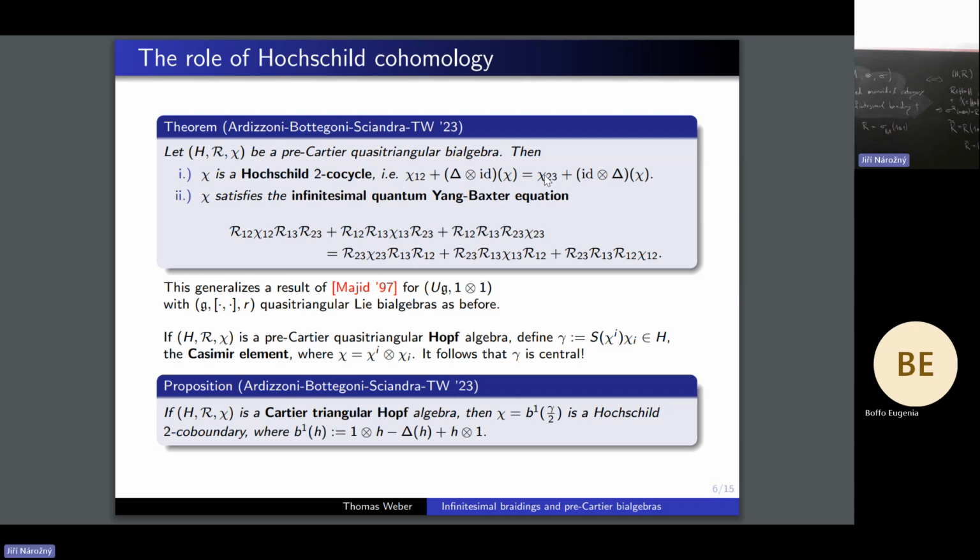What you can show is that in the Cartier triangular Hopf case, chi is not only a cocycle but even a coboundary. So here you can even explicitly write down that chi is given as the image of this Casimir element under the Hochschild differential. Just so you know, it's written here. So what this tells us is that the difference of pre-Cartier to Cartier is being a cocycle or a coboundary. It makes sense, right? Okay, next slide, please.